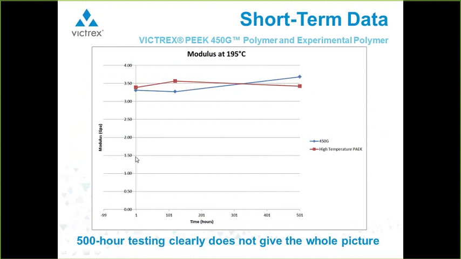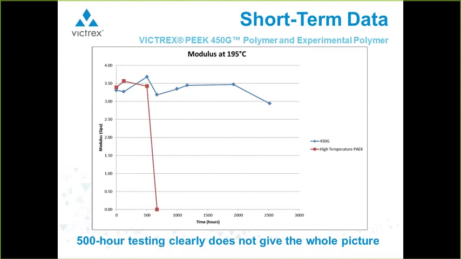Another example of short-term data. So here is modulus. Despite my protestations about using modulus, for some reason I've let one of those curves creep into my presentation. But here is a modulus chart over 500 hours, comparing the performance of 450G with a high temperature experimental PEEK which we manufactured at Victrex. That's the 500-hour data, and this isn't a construct for the purposes of this presentation. This is actually what happened.